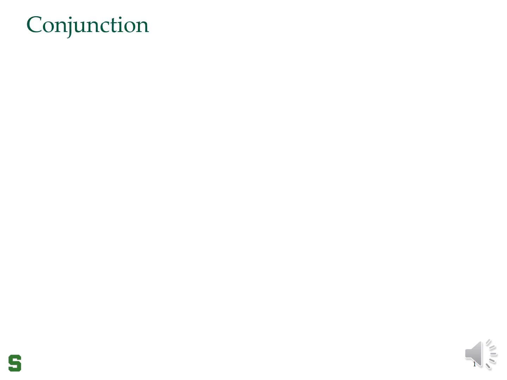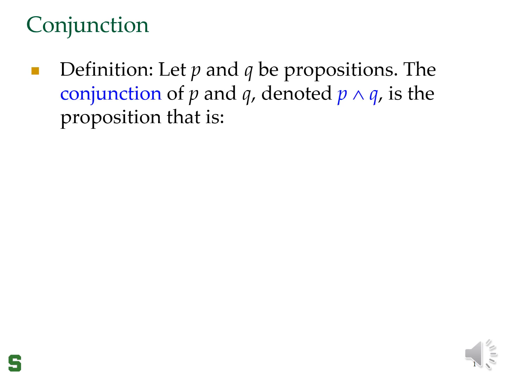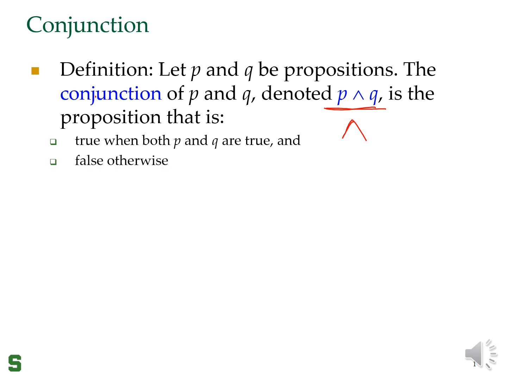The next operator we're going to look at is conjunction, also known as AND. Let's say we have two propositions P and Q, and the conjunction of P and Q is denoted by this symbol and is written like this, P and Q. This is a proposition that is true when both P and Q are true and false otherwise. So if both P and Q are true, this proposition is true. If even one of them is false, this proposition is false.